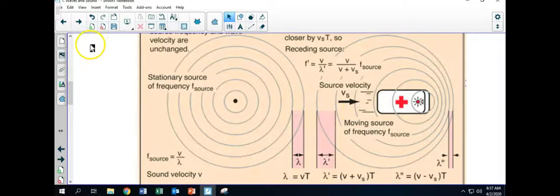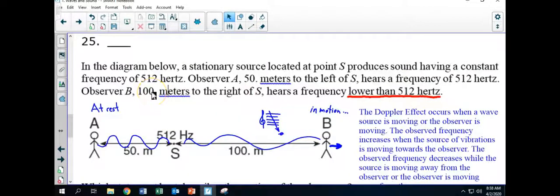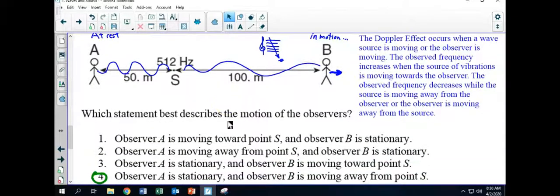Alright, let's take a look at an example problem. In the diagram below, a stationary source located at point S produces sound having a constant frequency of 512 Hz. Observer A, 50 meters to the left of S, hears a frequency of 512 Hz, but observer B, 100 meters to the right, hears a frequency lower than 500 Hz. What statement best describes the motion of the observers?